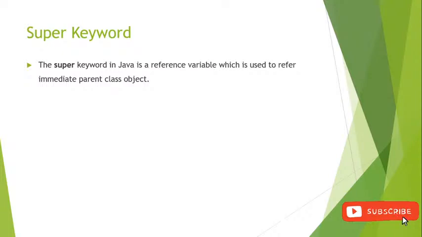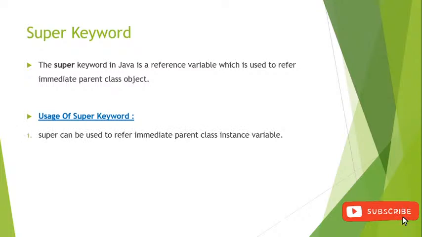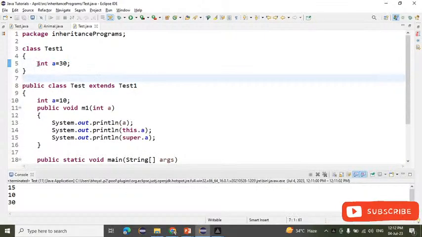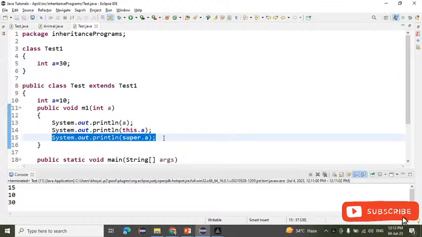Okay, so this one is our definition, that is the super keyword. After that we will see the uses. We just saw the first use of the super keyword, that is, super can be used to refer to the immediate parent class instance variable. Okay, so here is our instance variable, right? This is the parent class instance variable, and we have used super dot here.